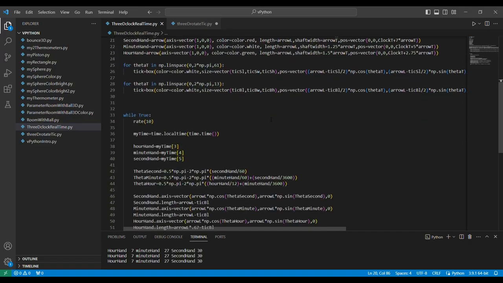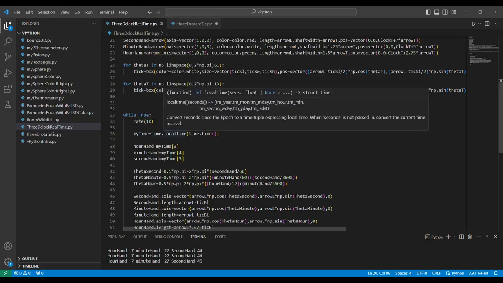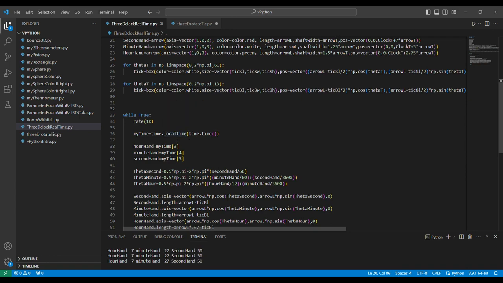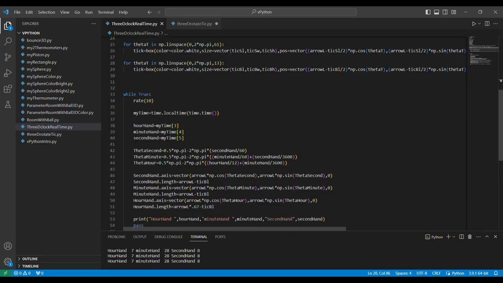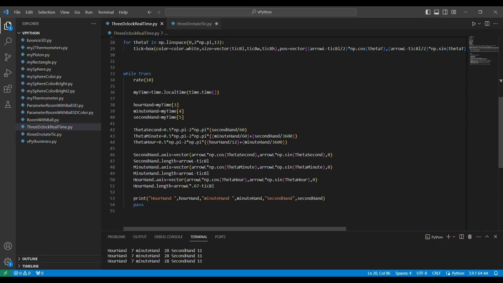Moving down here, we couldn't select a rate that would actually match up with how a clock should tick. So the best way to do it was to set it based on the local time here, and that equation was my_time = time.localtime(time.time()). And then when you hit print, you could see that it would spit out an array, and the third position in that array was the hours, the fourth position was the minutes, and the fifth position was the seconds.